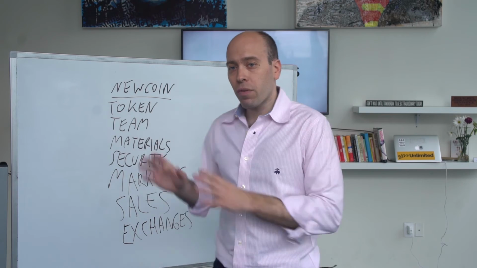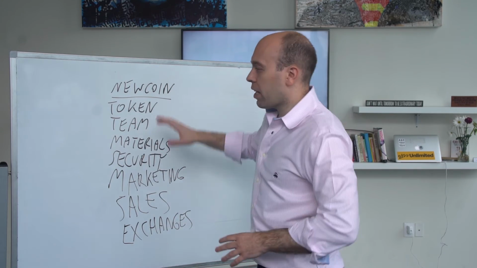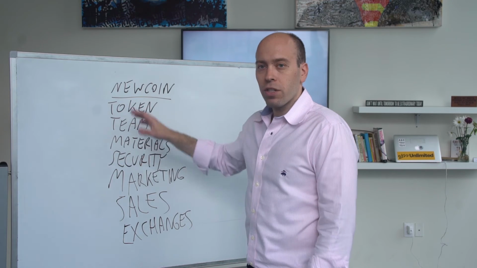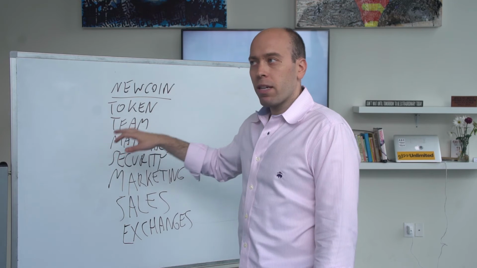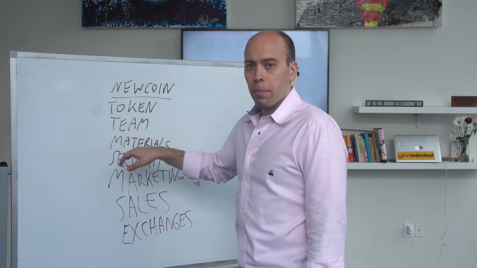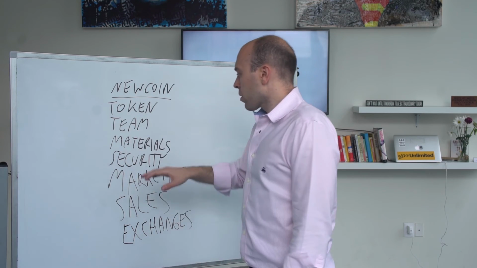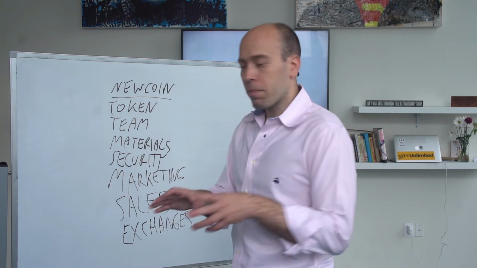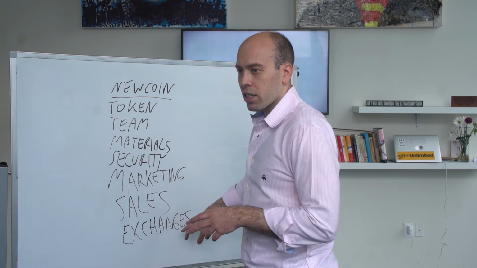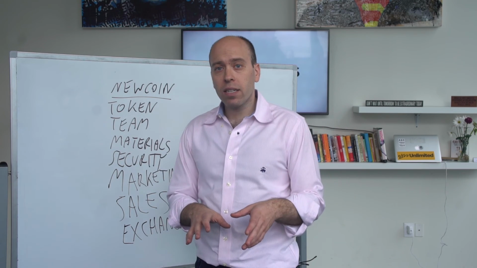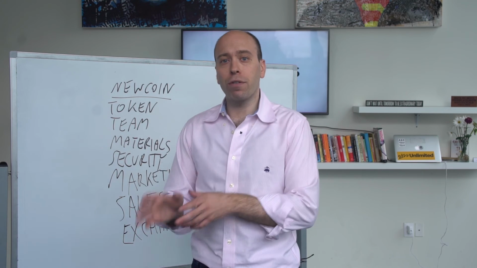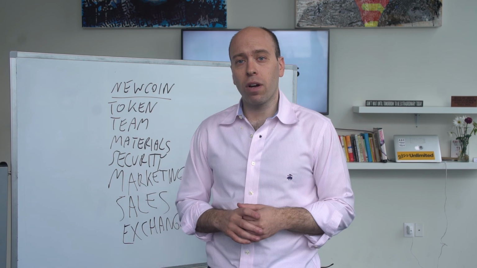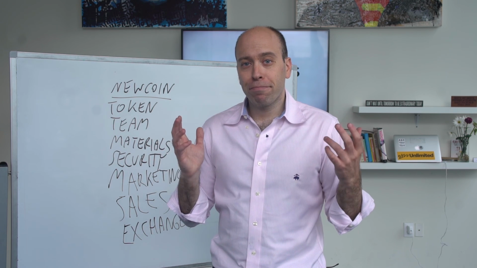So if we take it all together, these on the board are the stages of doing your own ICO. Token: what does it do and why? Team: why are you the right team to execute on this? Your materials: white paper, decks, and videos. Your security, your marketing plan, your sales plan both for pre-sale and public sale. How do you list on exchanges? And then your smart contract, your smart contract auditing, and your legal framework. You put all of that together and you have what you need to complete a successful offering. So, good luck.